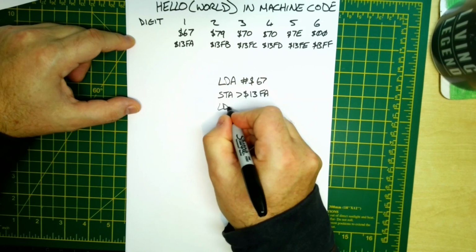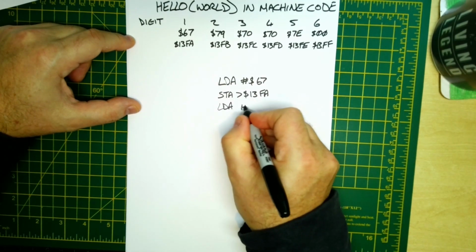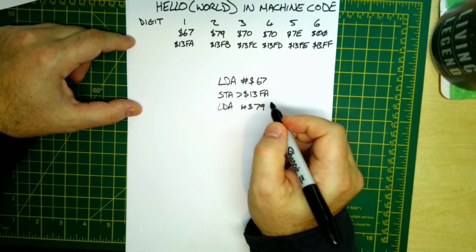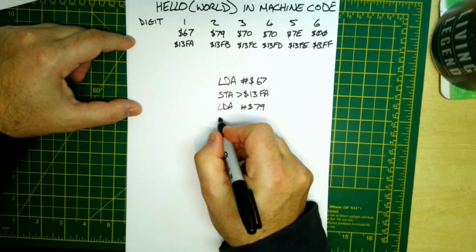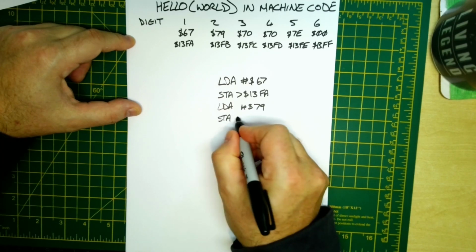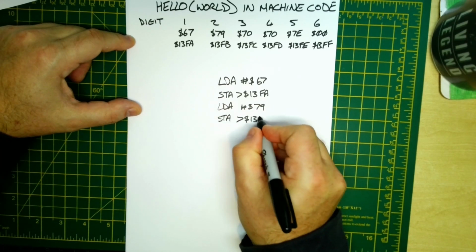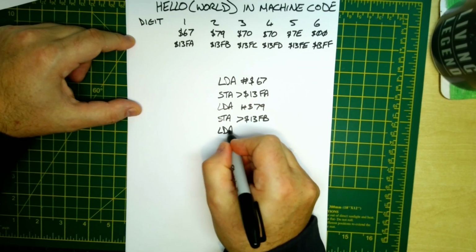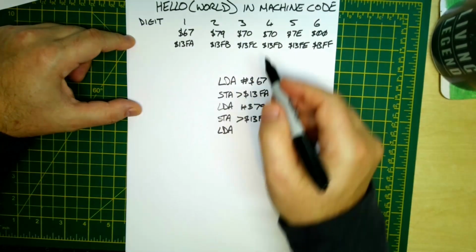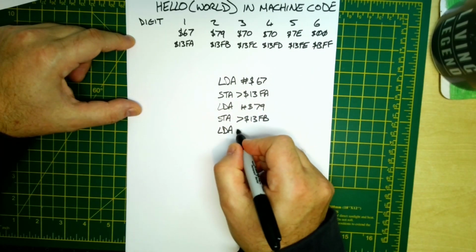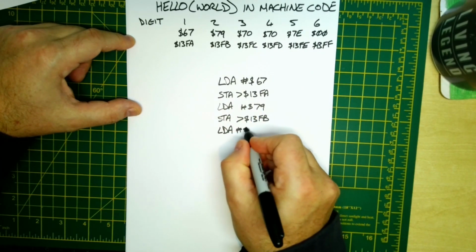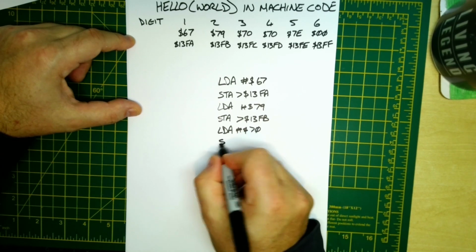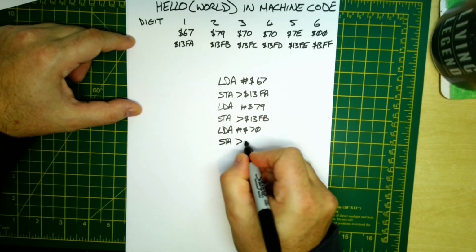So load A with $79, and the dollar means it's hexadecimal rather than decimal. And store A at 13FB. Then the next character we're loading is going to be used twice, so the L is 70. So we're going to load that once, and we can then store that twice.